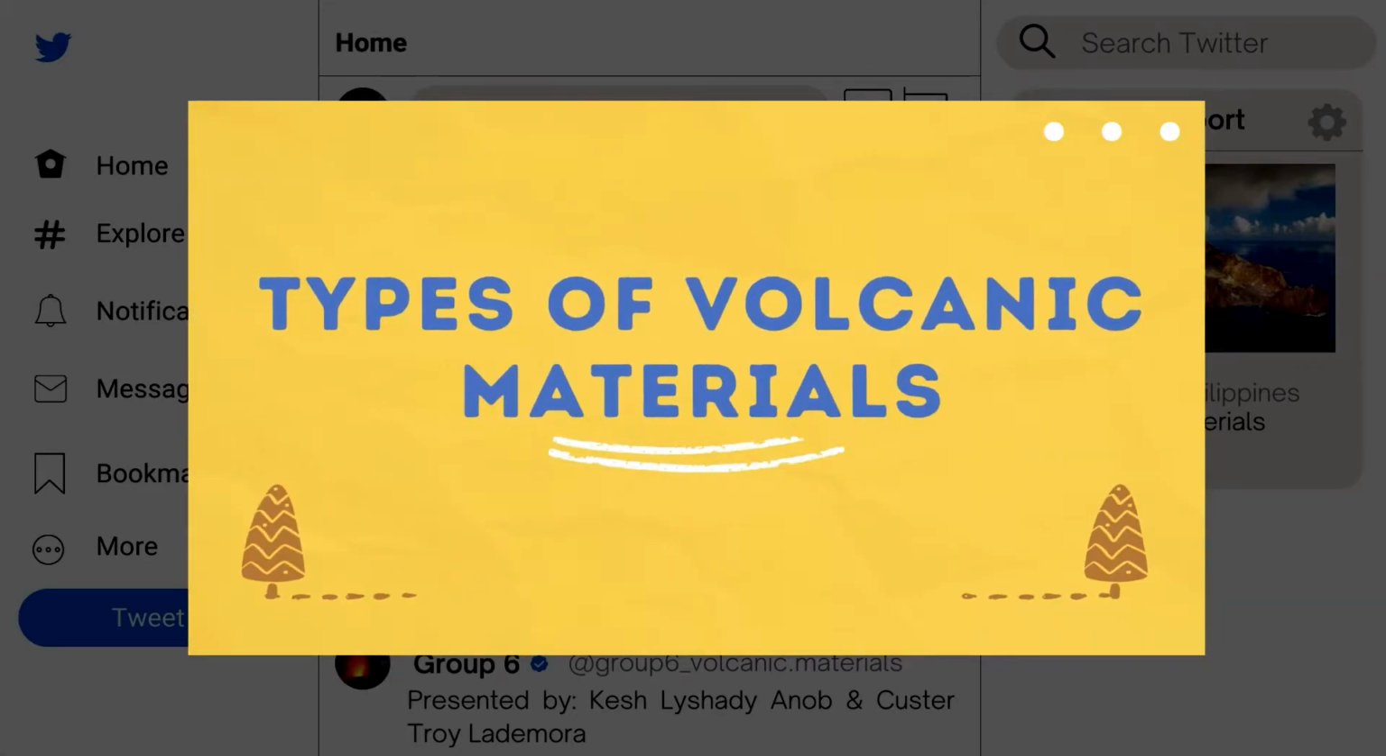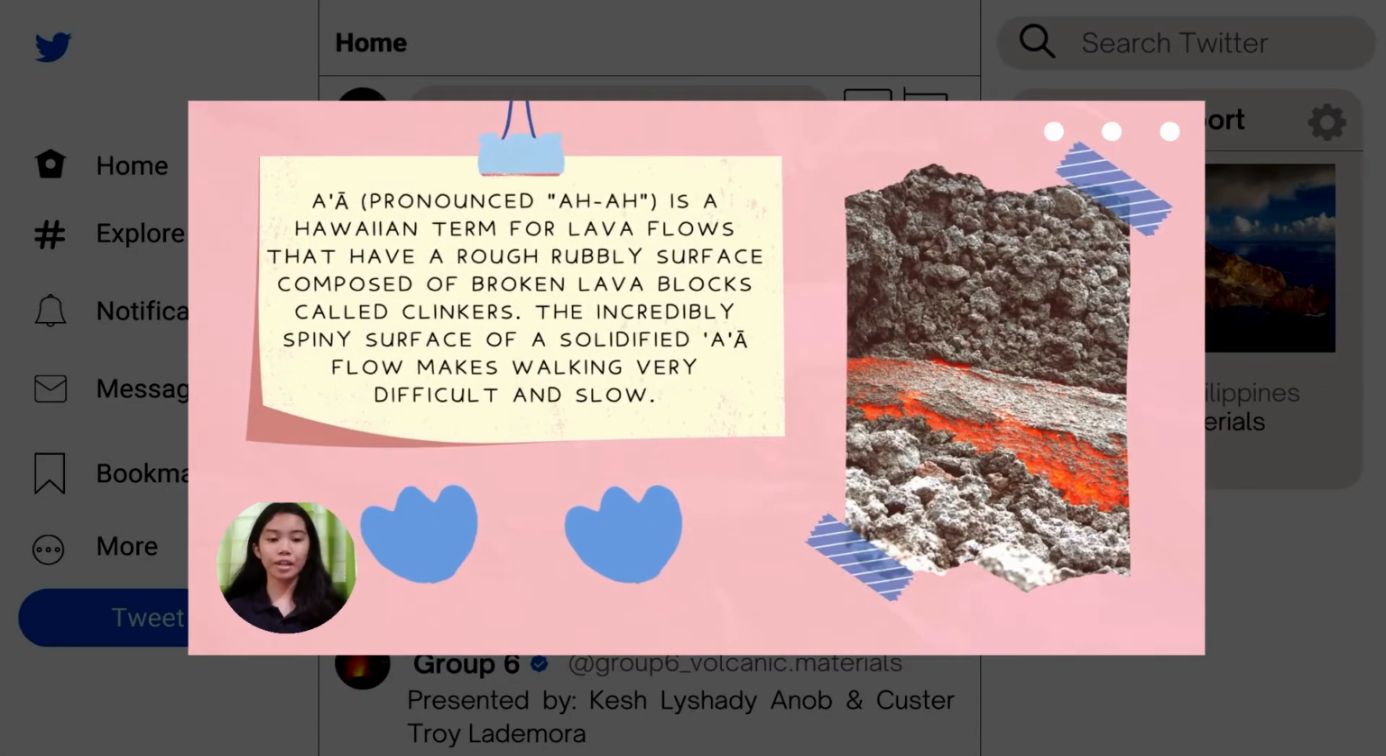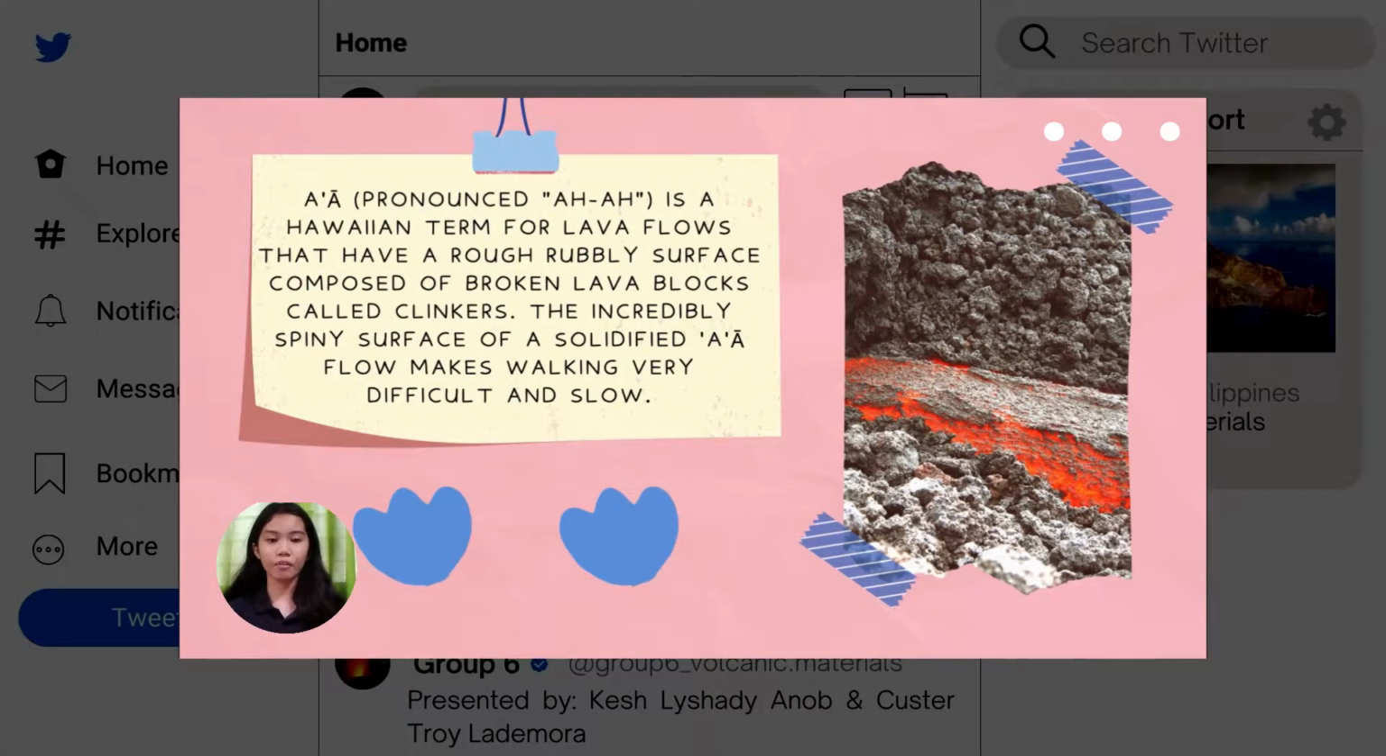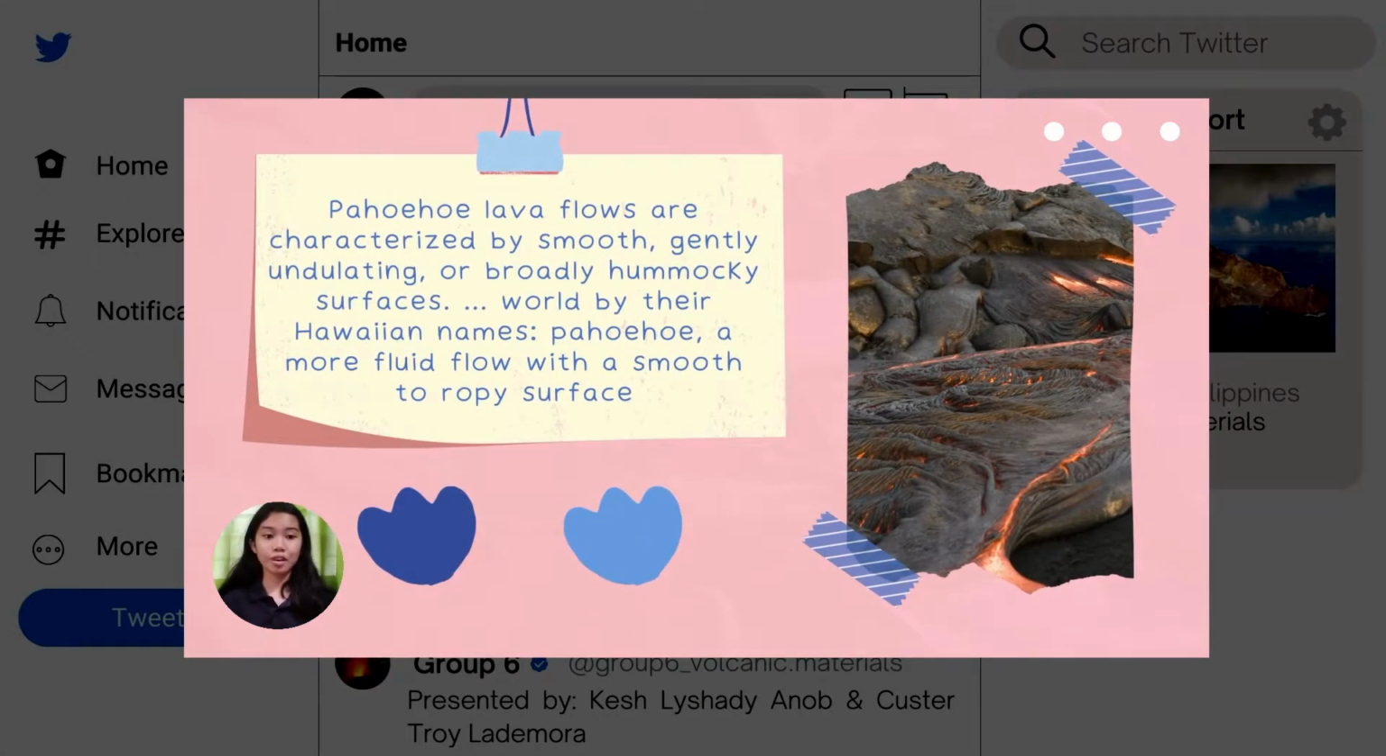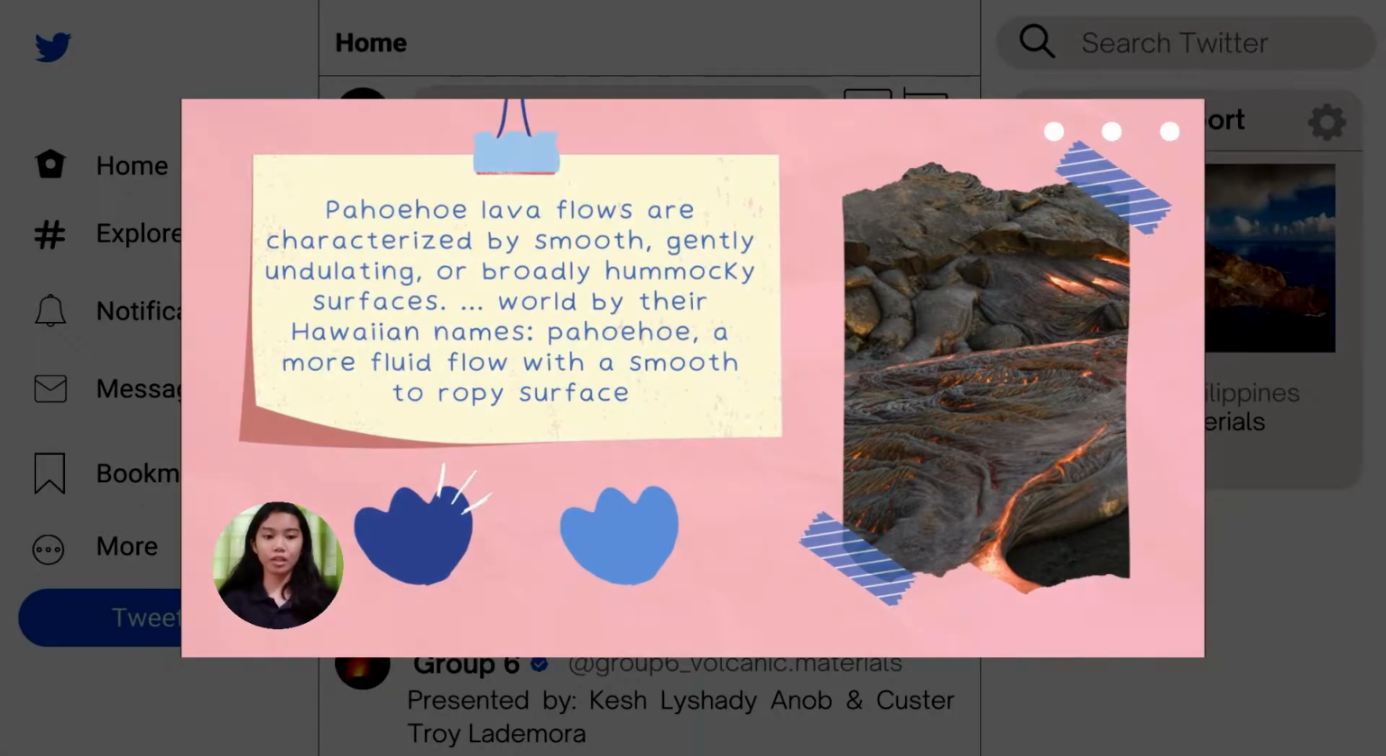Types of volcanic materials. Aa is a Hawaiian term for lava flows that have a rough, rubbly surface composed of broken lava blocks called clinkers. The incredibly spiny surface of a solidified flow makes walking very difficult and slow. Pahoehoe lava flows are characterized by a smooth, gently undulating or broadly hummocky surface. Named by their Hawaiian names, pahoehoe is a more fluid flow with a smooth to rocky surface.